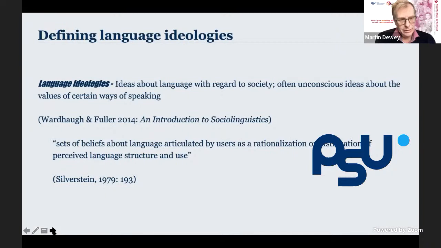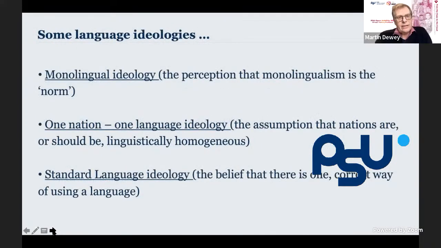Another description, an older one, according to Silverstein: language ideologies are sets of beliefs about language articulated by users as a rationalization or justification of perceived language structure and use. And that's the important point, that it's perceived. So again, there's no basis in linguistic fact. In terms of studying language ideologies, the primary ones that have been identified from language ideology research are monolingual ideology, the one nation, one language ideology, and finally the standard language ideology, which is probably the most studied and the most widely discussed.